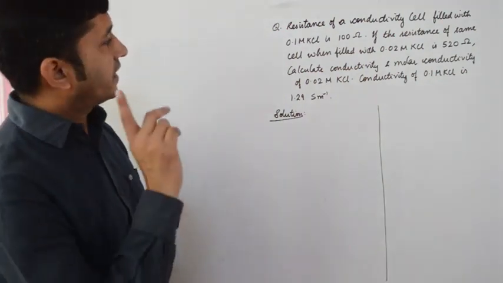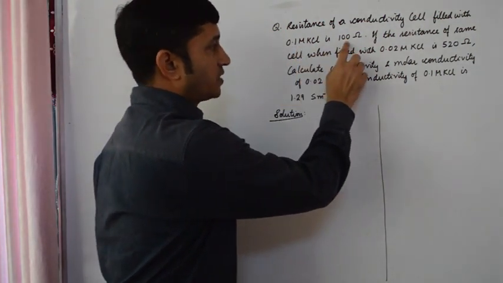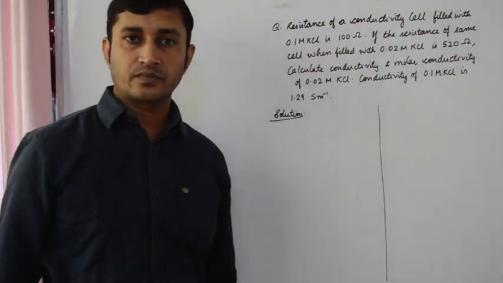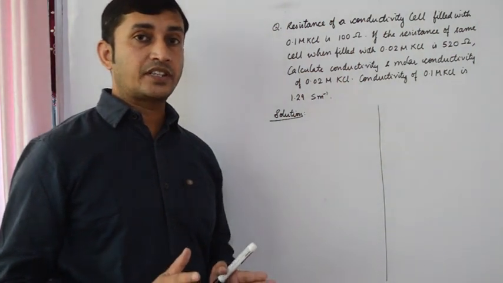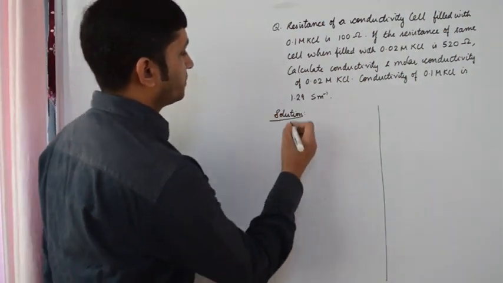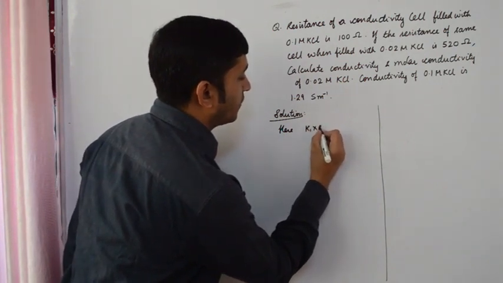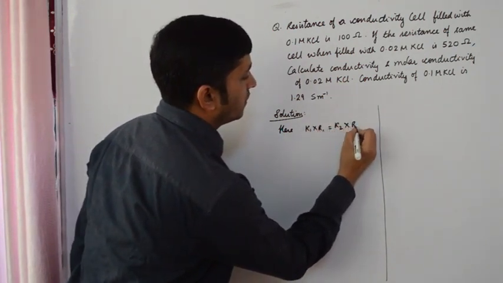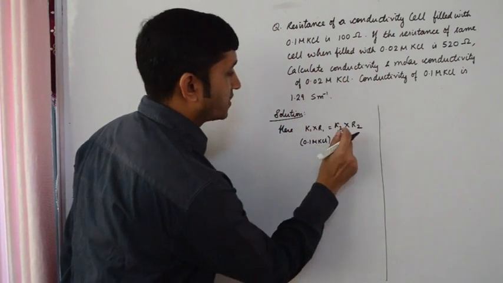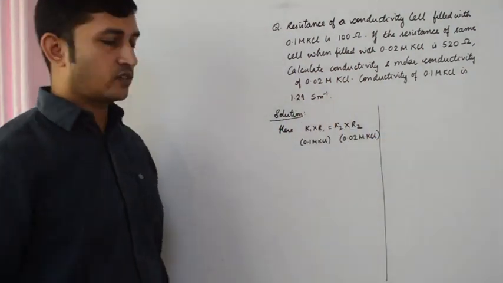So here we see that when the conductivity cell was filled with 0.1 molar KCl, the resistance was 100 ohm, and when it was filled with 0.02 molar KCl, the resistance is 520 ohm. And we all know that for a particular conductivity cell, the product of conductivity and resistance is constant. So we can write kappa 1 into R1 is equal to kappa 2 into R2. Let 1 be for 0.1 molar KCl, and 2 be for 0.02 molar KCl. This is an easy way to calculate it directly.